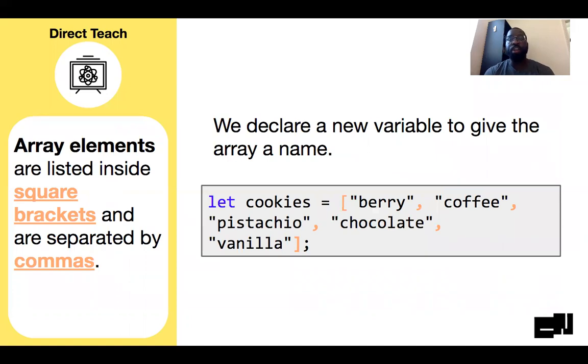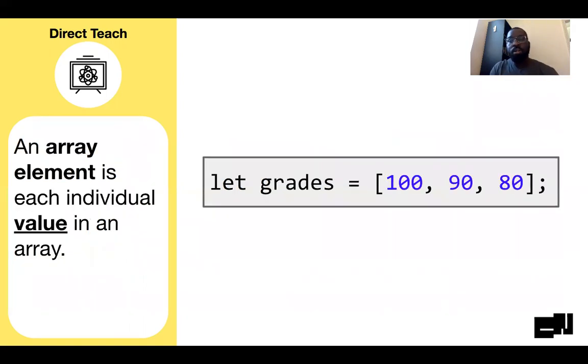So we declare a new variable to give the array a name, right? Just like every variable has a name. With arrays, you're going to need these square brackets to hold them. And you also need commas between each array element to separate them. The reason we have quotation marks here is because these are strings, right? If there was a number, we wouldn't need quotation marks, but we still need the commas and we still need the square brackets.